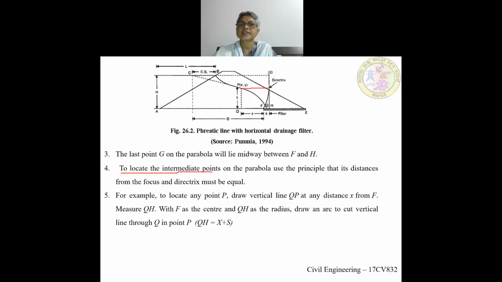The point P, how will you get this point? FP will be equal to QH. So with F as the center and QH as the radius, draw an arc to cut this vertical line. Draw an arc, and you will get the point P. Similarly, you can consider another point. Draw a vertical line through this, and if you take this as Q dash, this distance Q dash H should be the same. So with the radius Q dash H and F as the focal point, draw an arc to cut this line. Where it cuts, you will get the second point P dash.